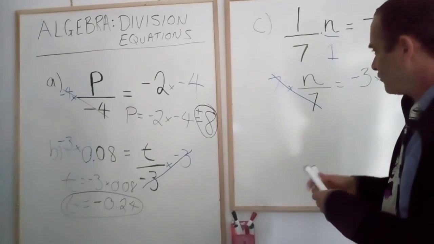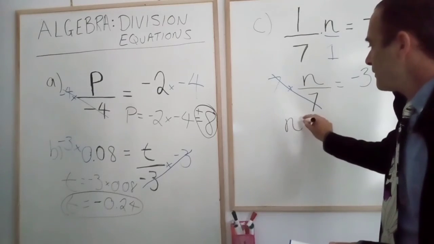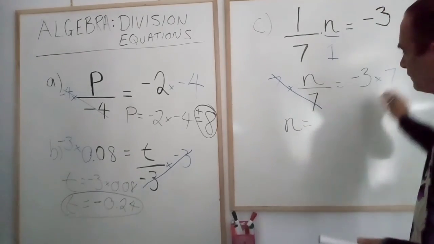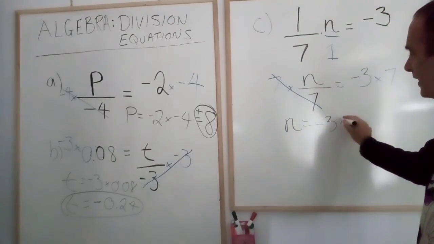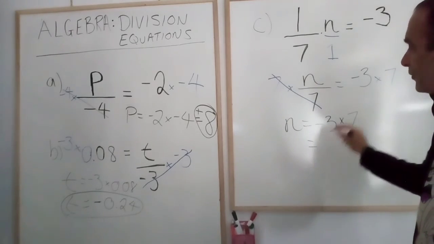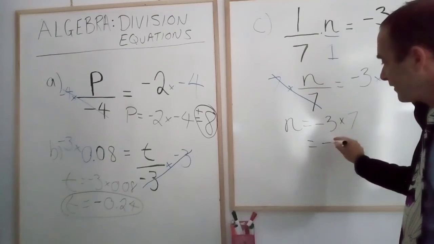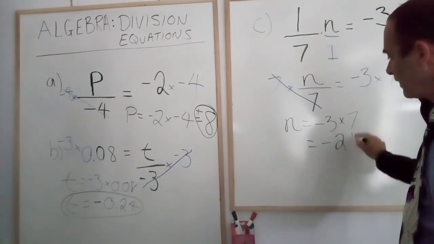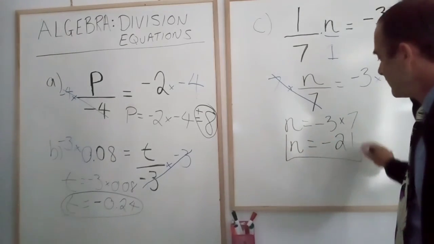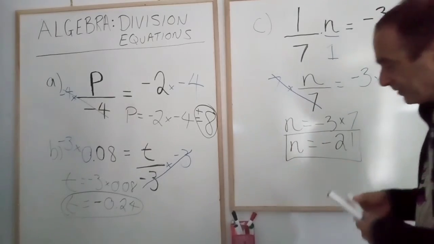And again, I generally like to rewrite, but sometimes you don't have to. n is equal to, here it's very pretty already, -3 times 7. And you know that a negative times a positive is a negative, and 3 times 7 is 21. So n is equal to -21.